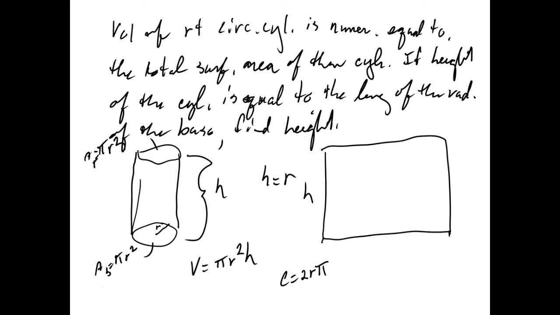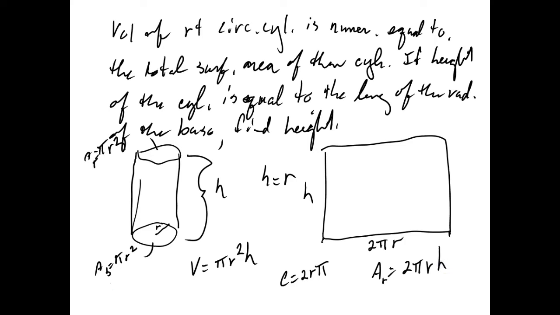So here we have 2 pi r is the circumference of the circle. That's a rectangle. What's the area of a rectangle? Length times width. So the area of the rectangle, the surface, that is 2 pi r h.